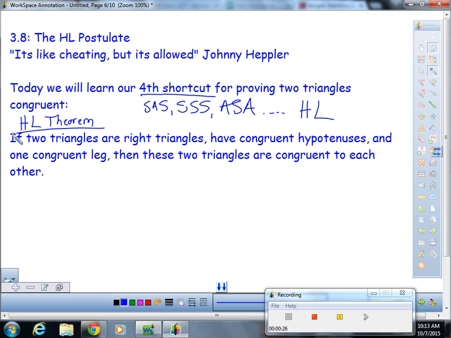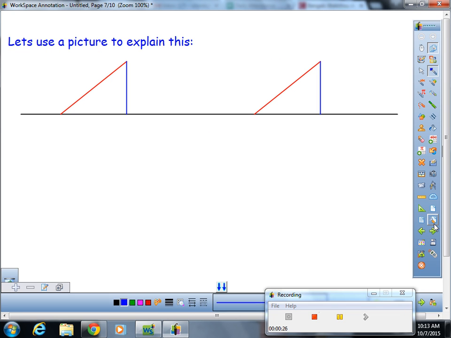Sorry, the HL postulate. Why is it a postulate? We can prove this thing. I think we prove it using other postulates, so it must be a postulate. If two triangles are right triangles, and they have congruent hypotenuses, and they have one congruent leg, then these two triangles must be congruent to each other. So let's try to visualize that here.